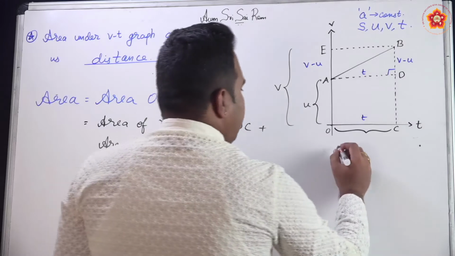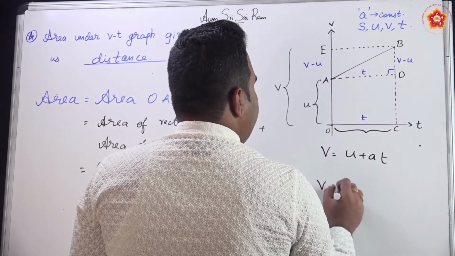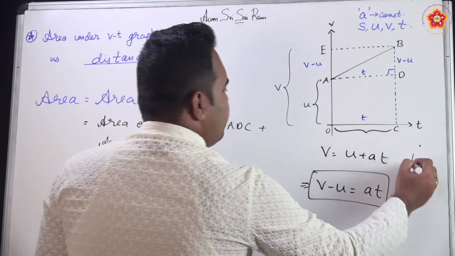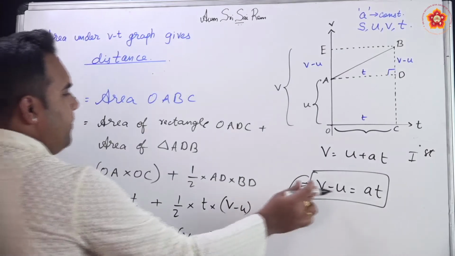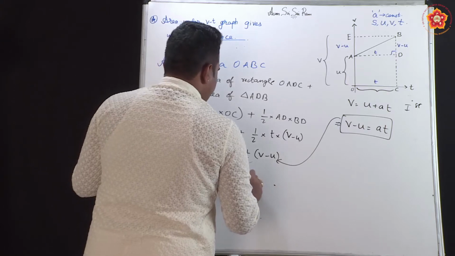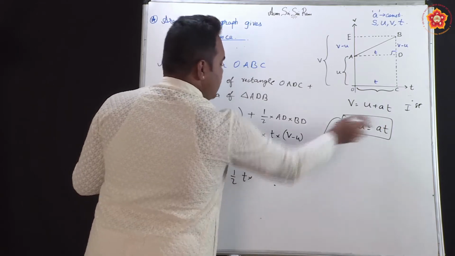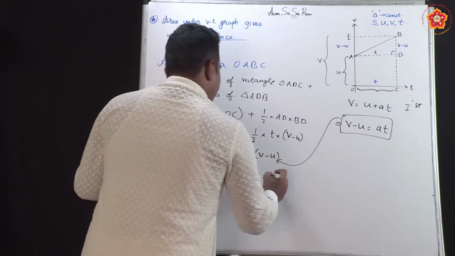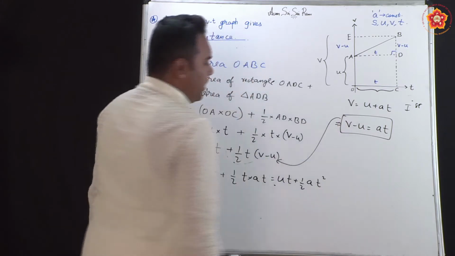Now, we know the first equation of motion, v is equal to u plus at, which implies that V minus U can be substituted with at. From the first equation of motion, we have this particular expression. Now, instead of V minus U, we replace it with at here. We have ut plus half t into at, which is ut plus half at square.